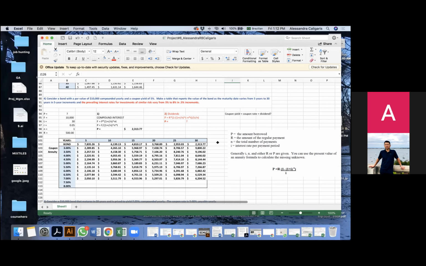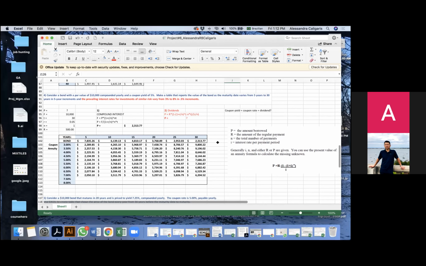So for the face value, is it $10,000? Let me look at the question. Yes, it is $10,000. So we need to discount the $10,000 back to the present time, so we're using the compound interest formula to do that. Which is this one, right? Yes, exactly. You get that one right, perfect.